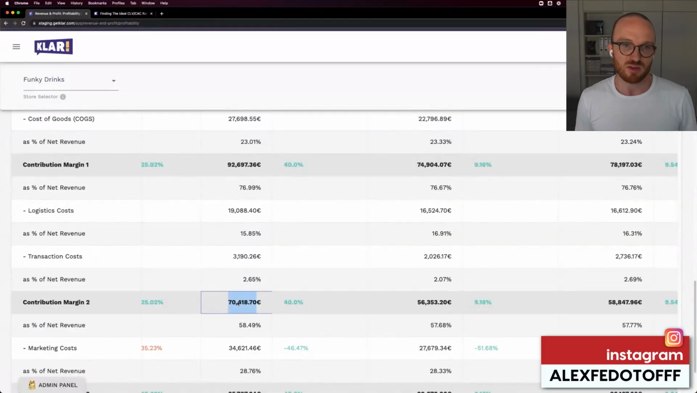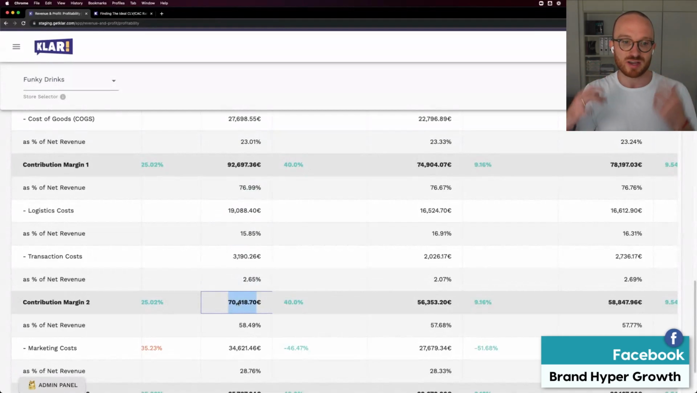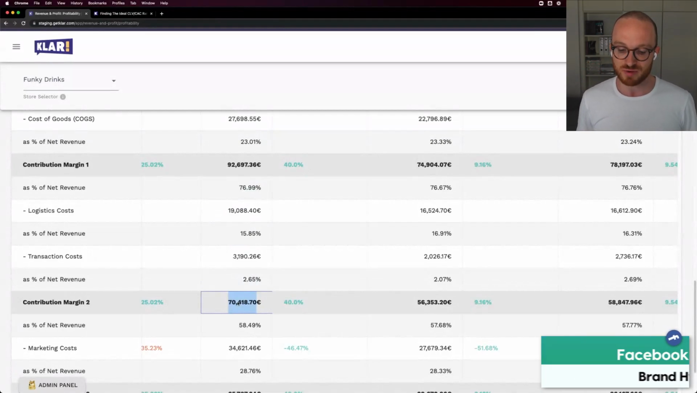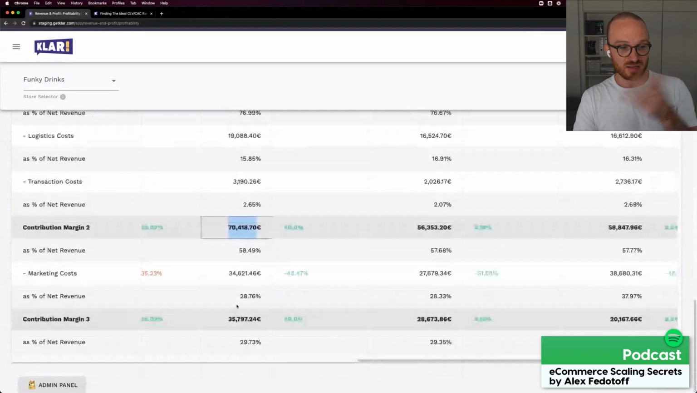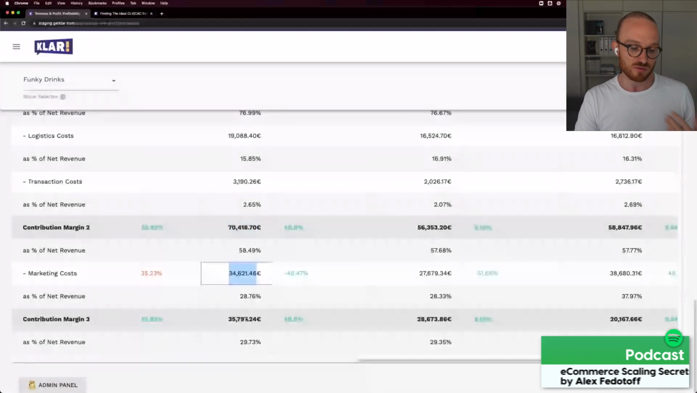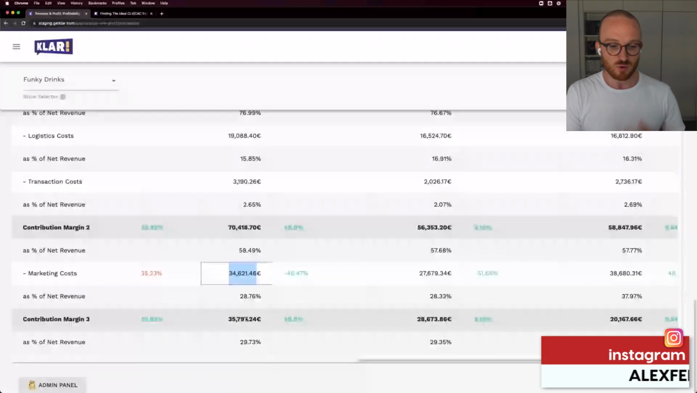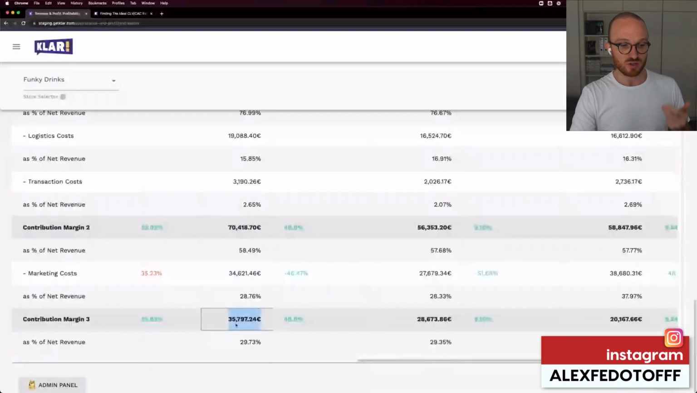There's actually no value being generated, because from that top line you always have to pay for the product, you always have to pay for logistics, and you always have to pay for payment to actually get the order to the customer. So there's no value being generated on the revenue level. You always just look at the contribution margin 2. The next step is deducting the marketing costs from that to get to your contribution margin 3, or your final contribution margin. The question is now, why would you not use the contribution margin 3 to calculate lifetime value?